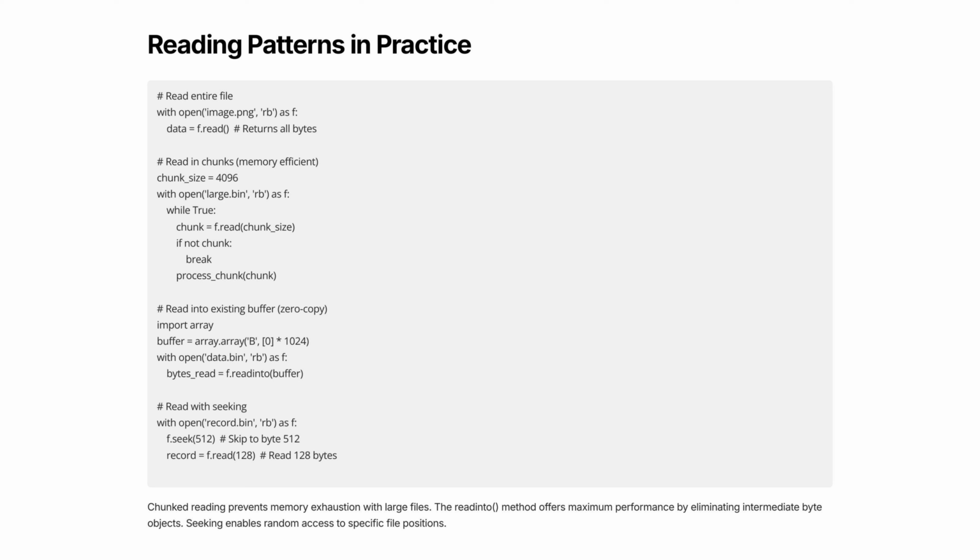Reading entire files is straightforward, but can be memory-intensive. Chunked reading, using a loop with a defined chunk size, optimizes memory usage. The readinto method enhances performance by directly filling a pre-allocated buffer, avoiding extra byte objects. Seeking allows precise access to file positions, enabling efficient data retrieval from specific locations.